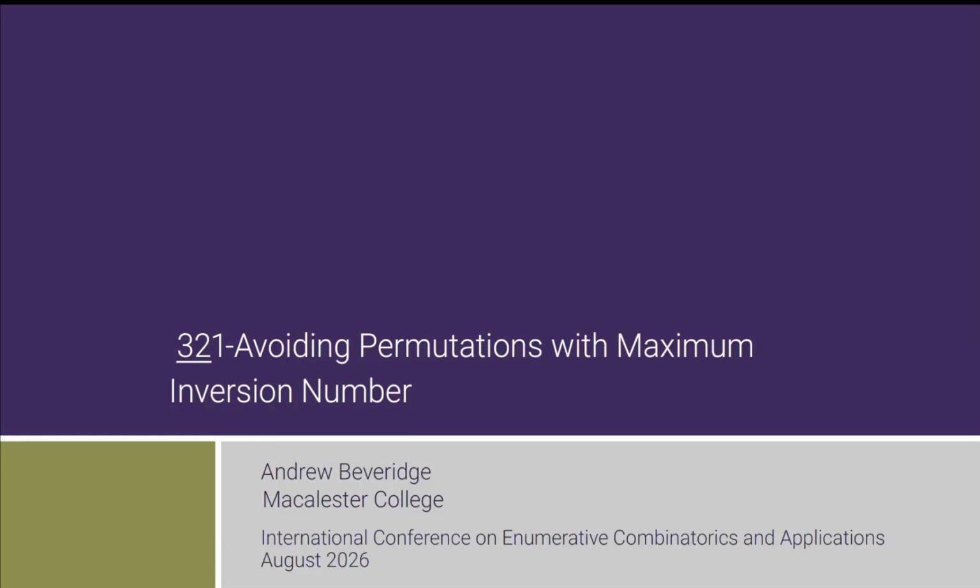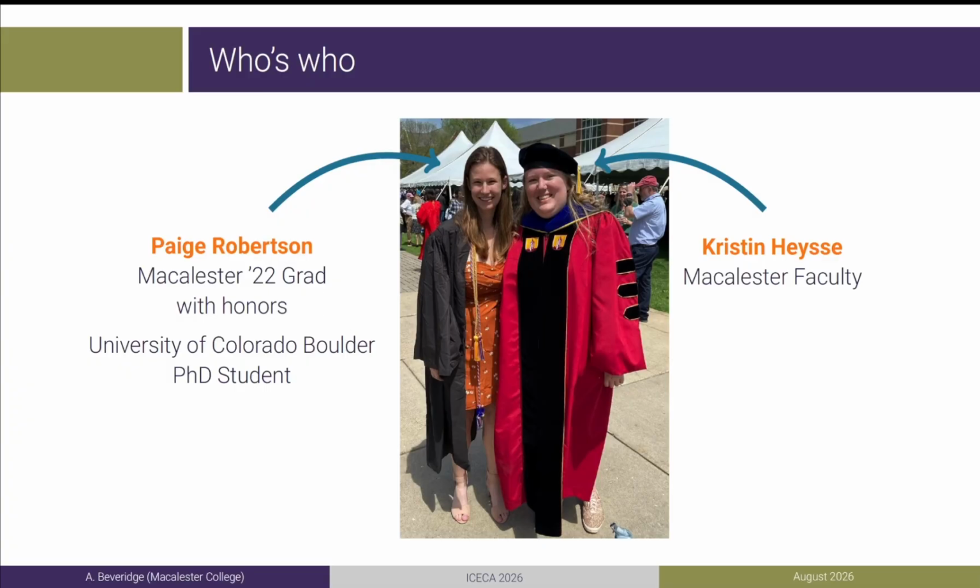My name is Andrew Beveridge, and I am a professor at Macalester College in St. Paul, Minnesota. I'll be talking about 3-2-1 avoiding permutations with maximum inversion number. This is joint work with my Macalester colleague, Kristen Hesse, and our former student, Paige Robertson, who is currently a graduate student at the University of Colorado Boulder.